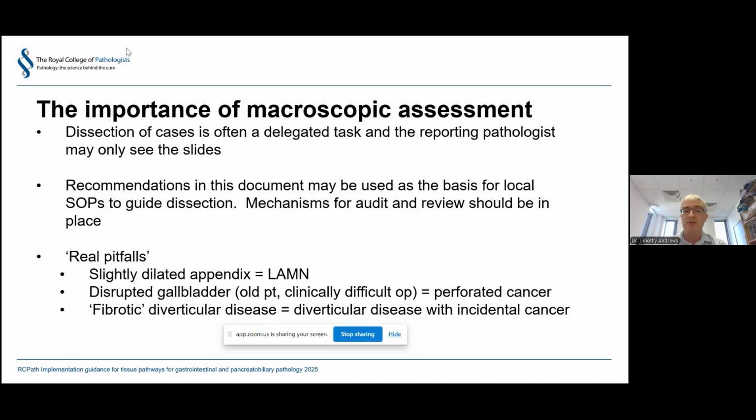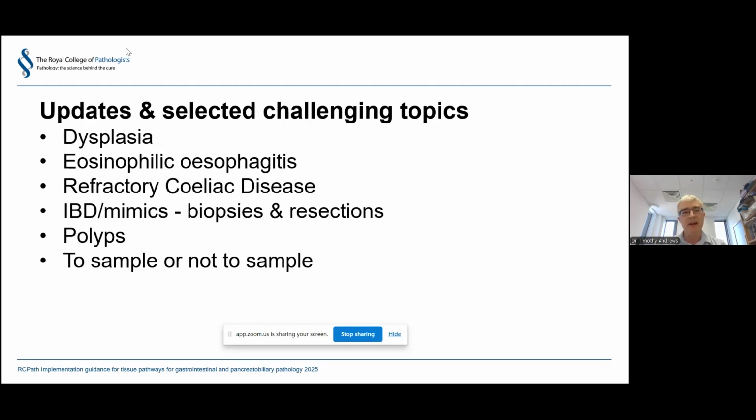And a case described as fibrotic diverticular disease actually turned out to have dual pathology of both diverticular disease and an incidental adenocarcinoma. So again, just emphasizing the importance of macroscopic assessment, and that this tissue pathway does provide a template to guide that. Now going to move on and talk briefly about 6 areas where either the guideline has been significantly expanded or updated, or perhaps which, in our view as the authors, were areas of practical difficulty.